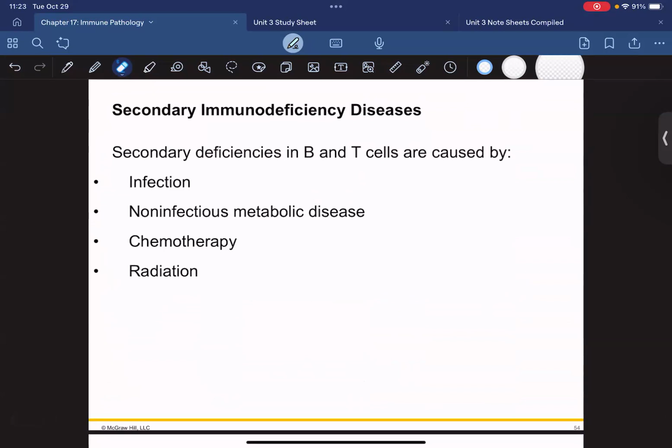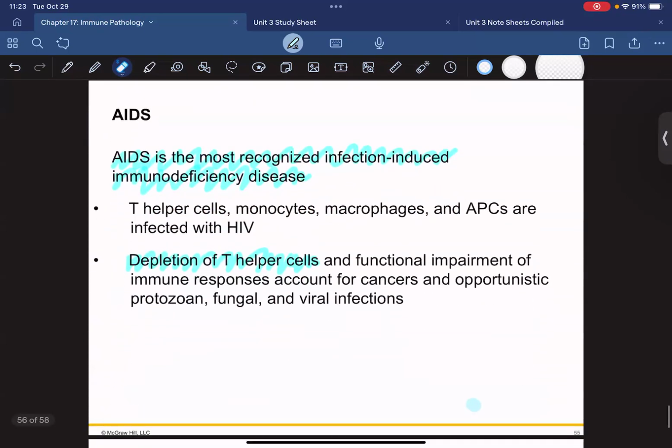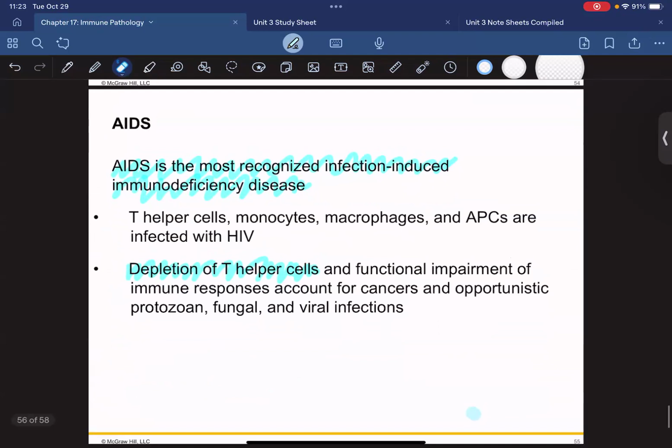So on to the secondary ones. So those were our primary that you get from birth. The secondary are the ones that you're going to acquire somehow, usually through infectious or through metabolic diseases, or because of chemotherapy or radiation, obliterating your immune system. Your immune cells are pretty sensitive to drugs and radiation, so they can be destroyed very easily with those things, trying to target cancer, but you're also killing off your immune system.